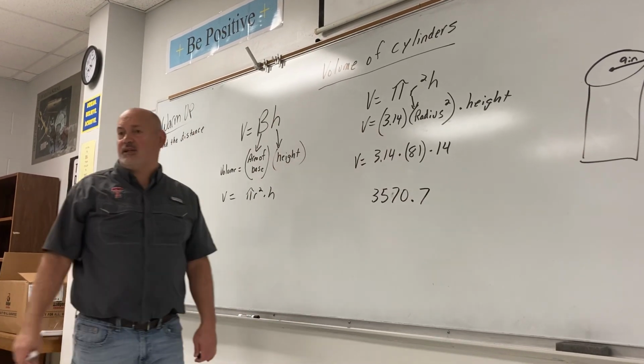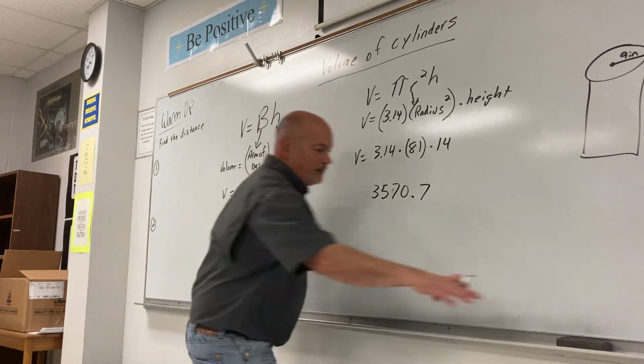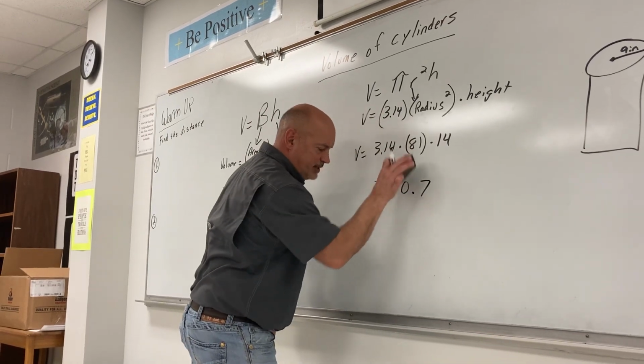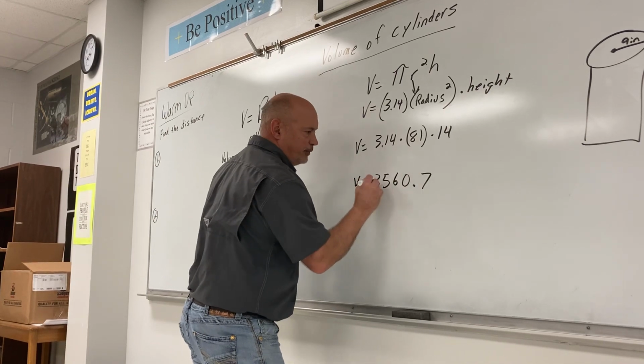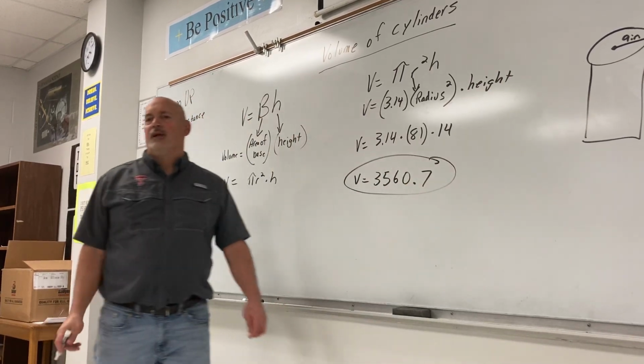Is it 356 or 357? Point, what were the decimals? 7. We're stopping at 7. We're truncating again.